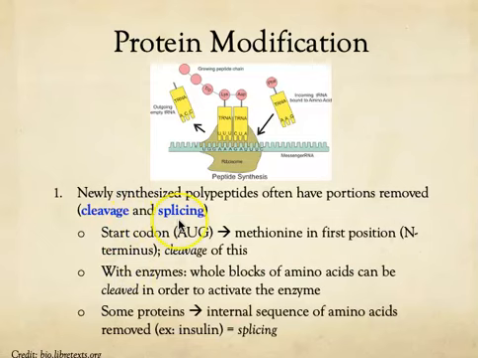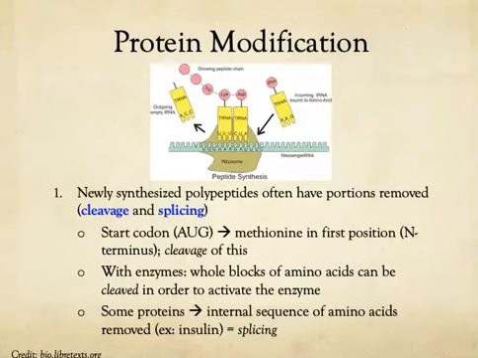The word splicing is different. Splicing refers to the removal of amino acids that are sitting inside the internal regions of the polypeptide, somewhere or another. So cleavage is removing amino acids that are at either end, and splicing is removing amino acids that are somewhere in the middle of the polypeptide. So all polypeptides are going to have that methionine cleaved off.